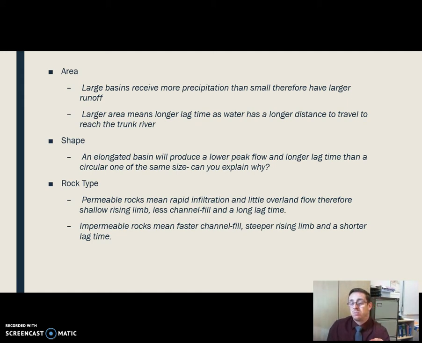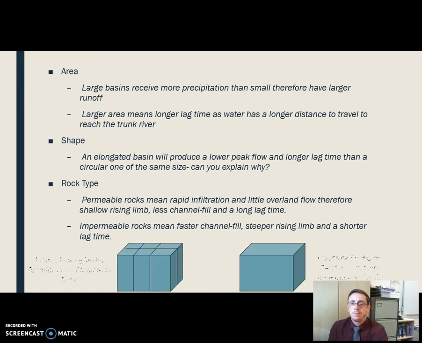A kind of slightly similar idea with shape. With shape, we more look at elongate basins as compared to circular ones. Now, if a basin is more elongated, you're going to find that its lag time is greater because, again, the water takes longer to get from the sides of the basin into the river.